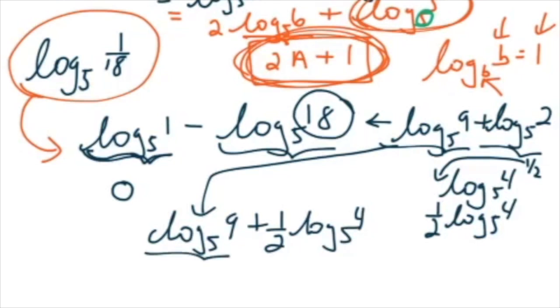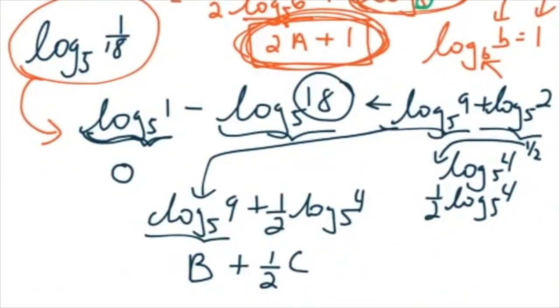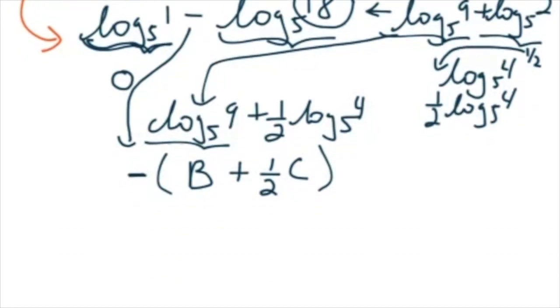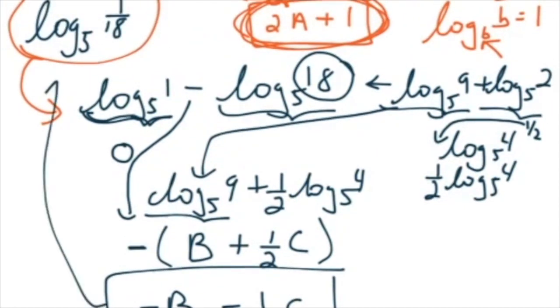Well, the log of 9 base 5 we said was B. Hopefully you remember that from up there, right? And then half the log of 4 base 5 is going to be 1/2. And the log of 4, remember way up here, that was our C. And lo and behold, you have B plus half a C. Don't forget though, there's a minus in front of all this. So yep, distributive property in action. And there you go. That's actually the equivalent of the log of 1/18 base 5.